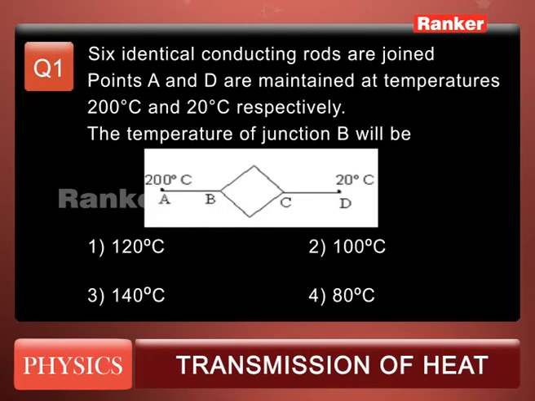Now see the first question of transmission of heat. Question number 1 is this. There are 6 identical conducting rods joined. The points A and D are maintained at temperatures 200 degrees Celsius and 20 degrees Celsius respectively. Then find the temperature of the junction B. First option 120 degrees Celsius, second option 100 degrees Celsius, third option 140 degrees Celsius, and fourth option 80 degrees Celsius.